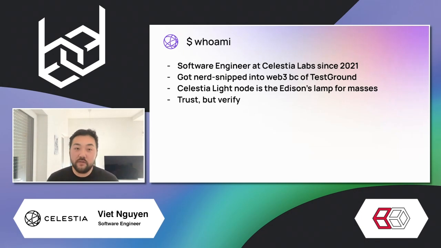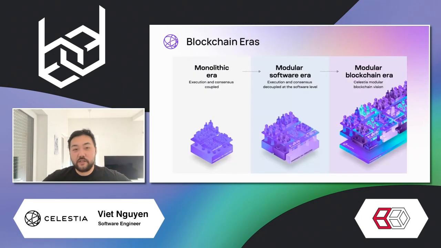One of my core beliefs is that the Celestia light node is the Edison's lamp for the masses, meaning that right now we don't get why we actually need a light node, or not for everyone, but looking back after 5 or 10 years, we'll understand how cool it actually is. And of course, last but not least, in this space, you want to trust, but first you need to verify that. Enough of introduction on me.